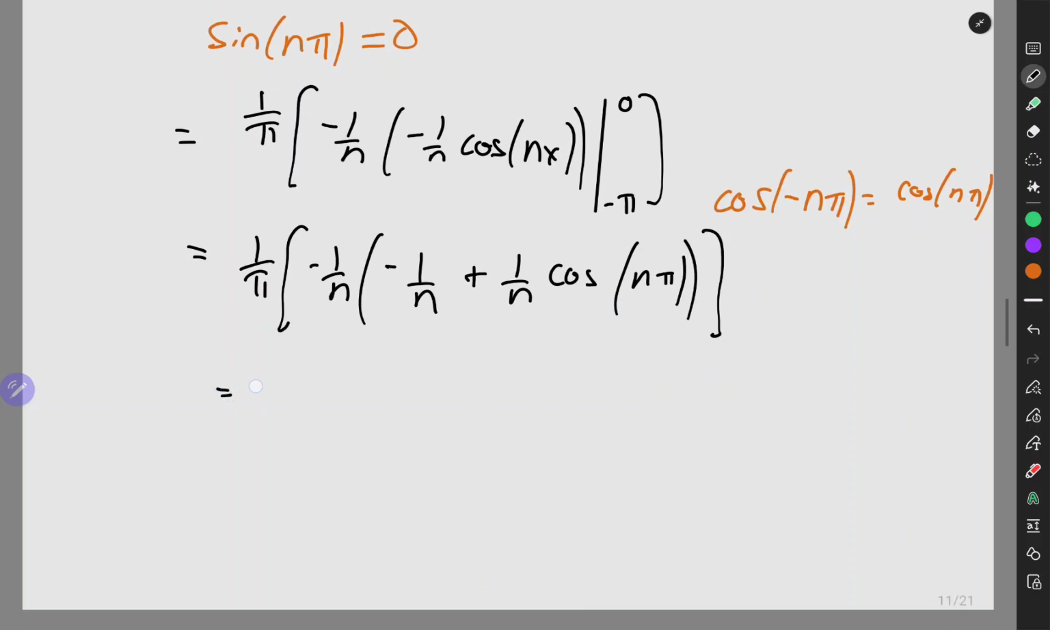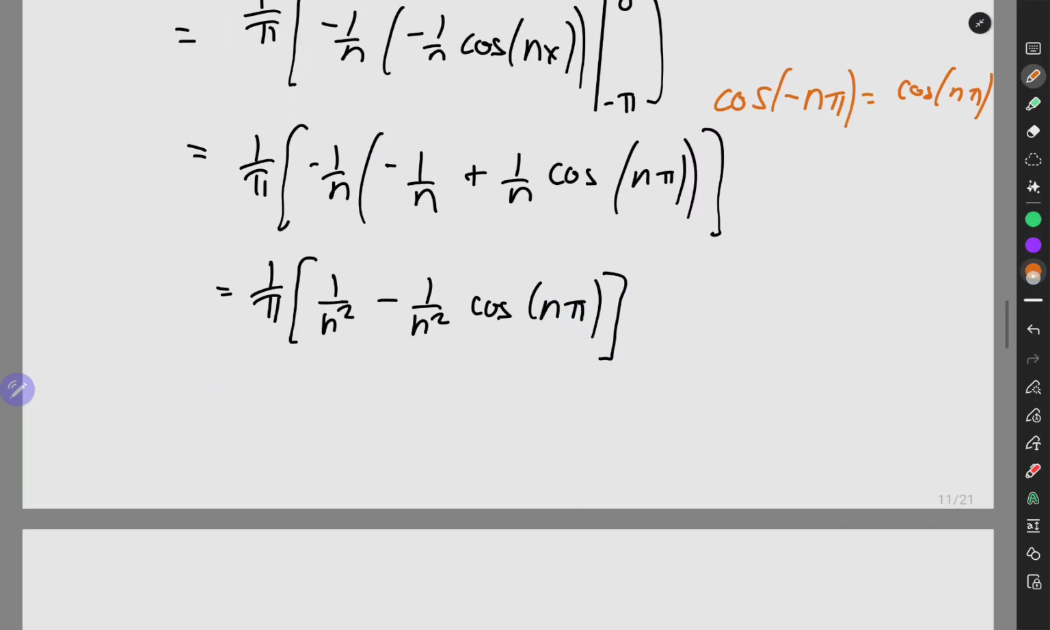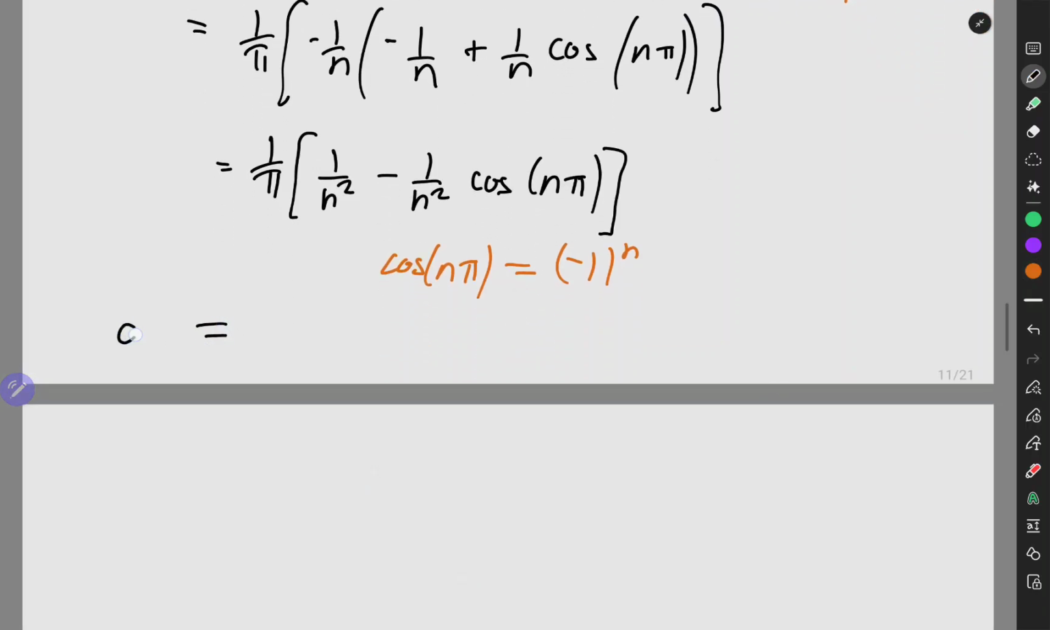So now this becomes 1 over pi times 1 over n squared minus 1 over n squared times cosine of n pi. Now remember, cosine of n pi is equal to negative 1 to the n. So a sub n, I'm going to pull out 1 over n squared: 1 minus negative 1 to the n.